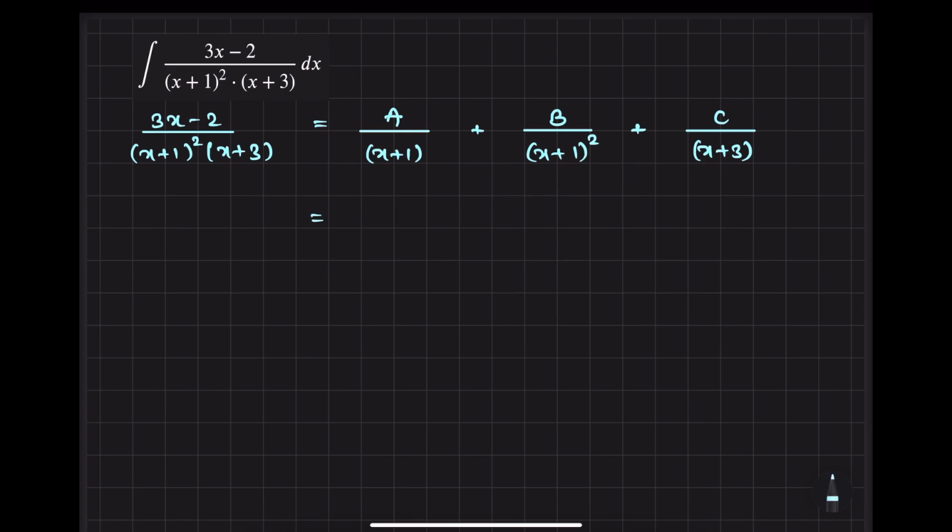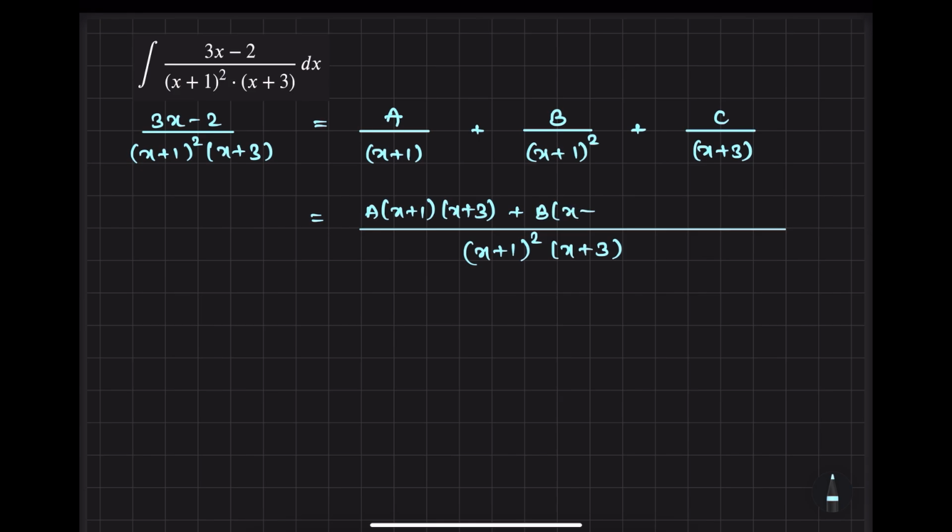So first take the LCM. If you take the LCM, don't you think the LCM will be, look at the beauty, x plus 1 whole square, x plus 3. Now think about the coefficient of a. A will carry x plus 1 and x plus 3. Think about b. B will carry x plus 3. Think about c. C will carry x plus 1 power 2.